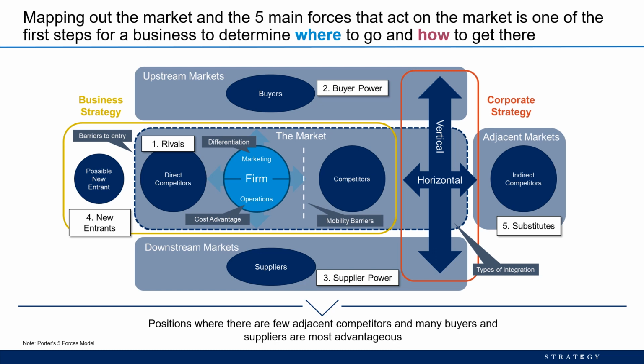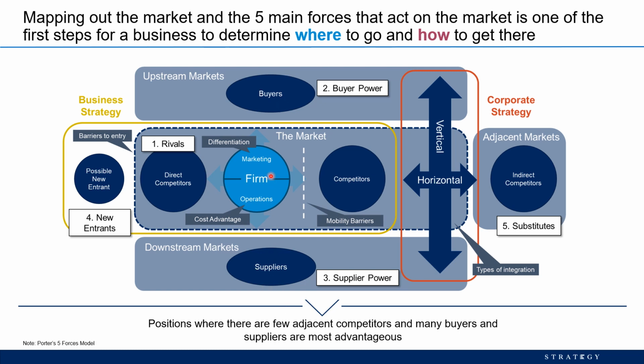On this diagram here, this diagram I've based off of Porter's 5 forces model. And if you look at the way it's laid out, down here, basically products will move up this way through the different markets. And we would call that the products move vertically.